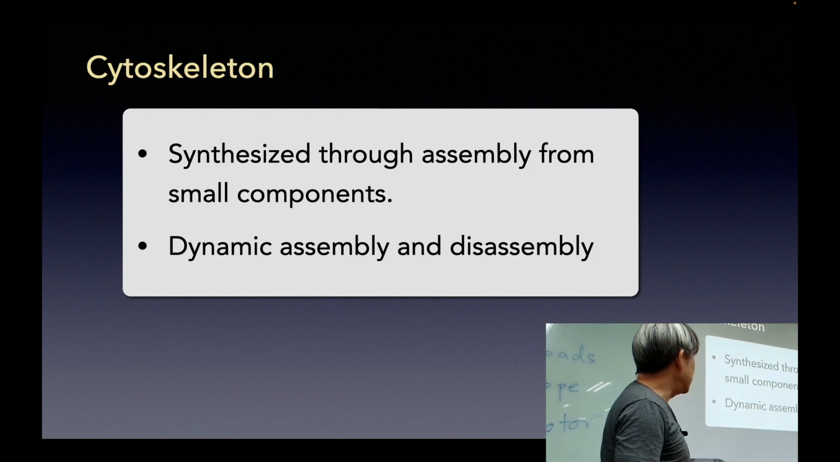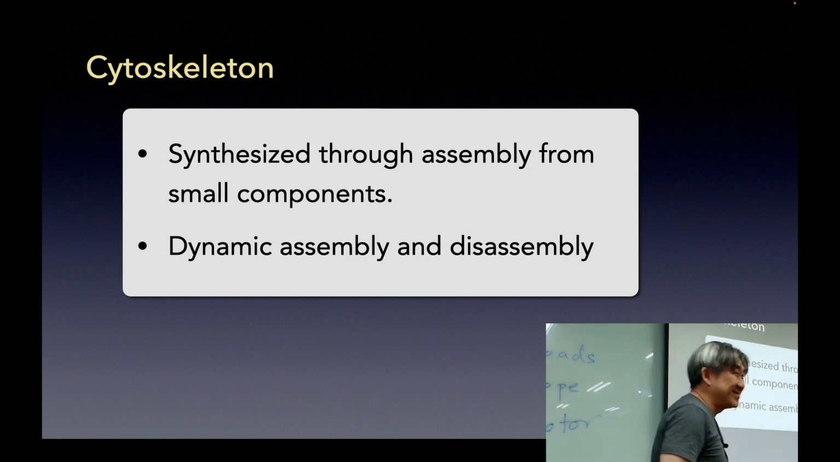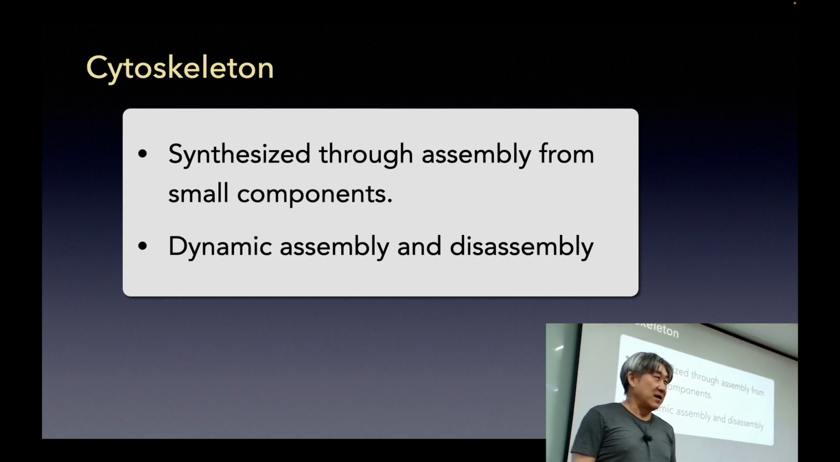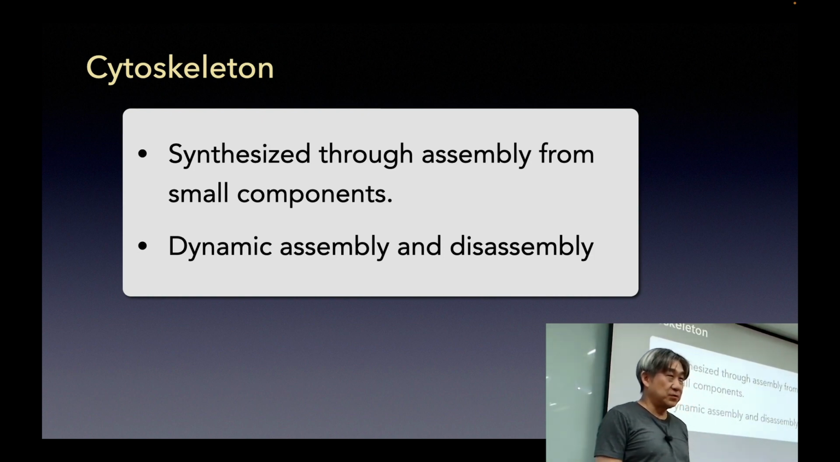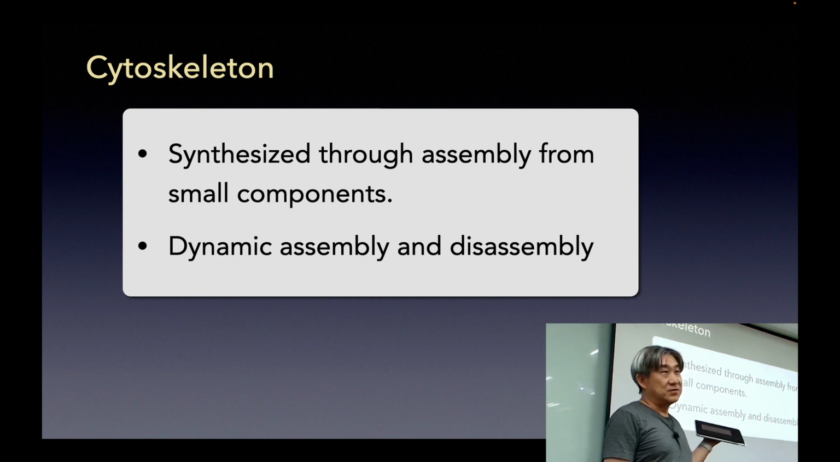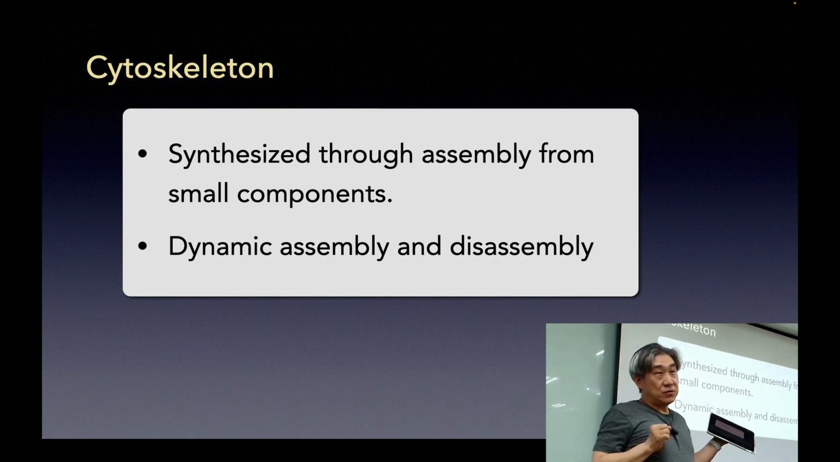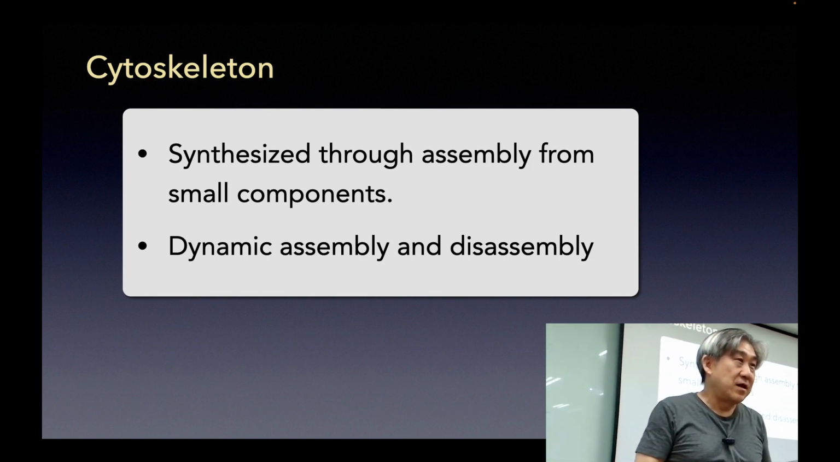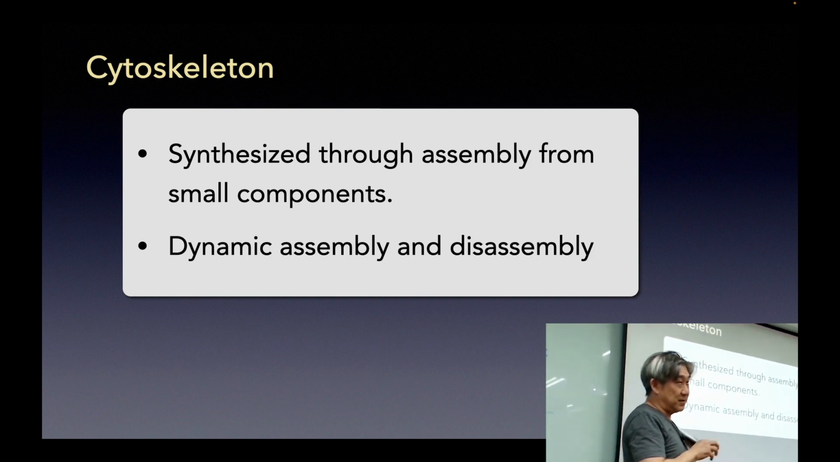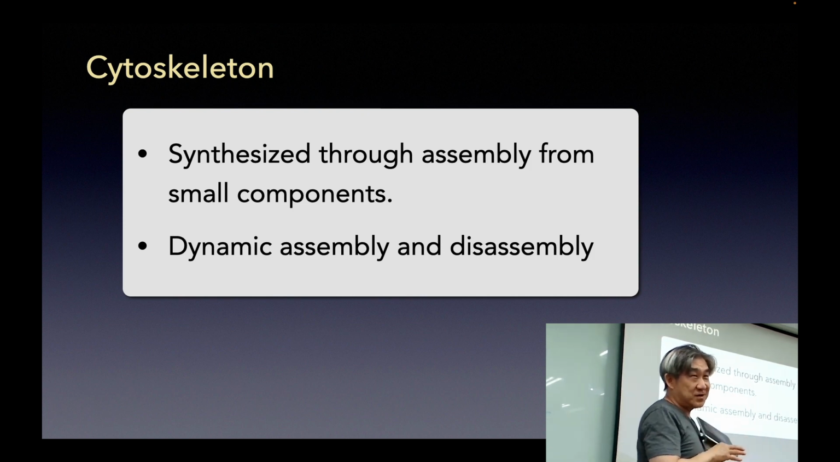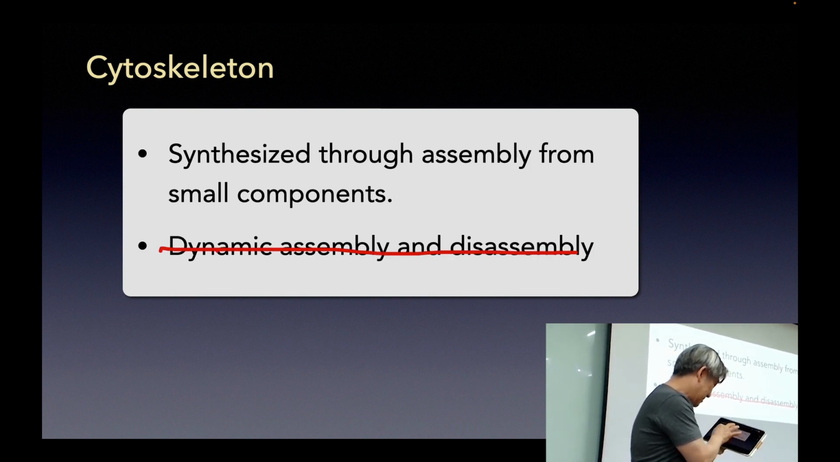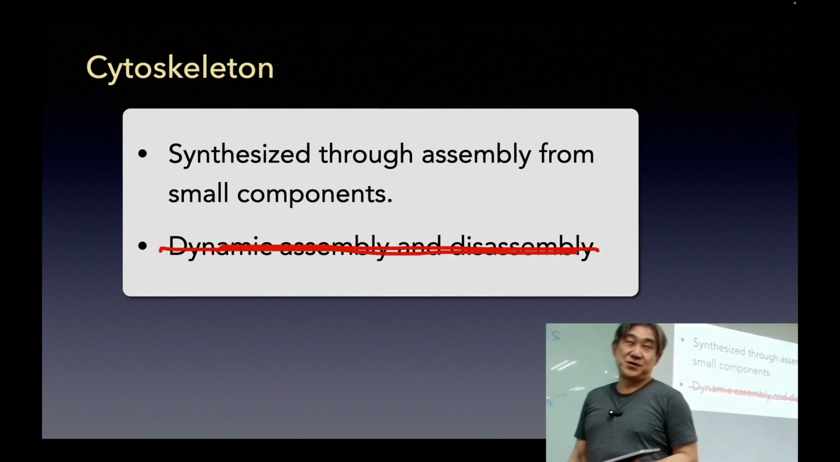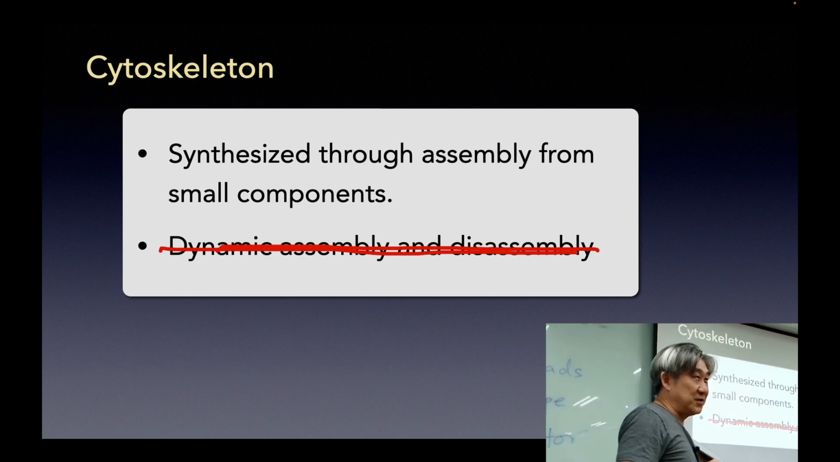And dynamic assembly and disassembly, forget it, because this is too much. This is a very important feature of a particular type of cytoskeleton. If this were a cell biology course, of course, I would definitely have emphasized its importance. But fortunately or unfortunately, this is not a cell biology course, so I will not hold you responsible for knowing this. Forget it.